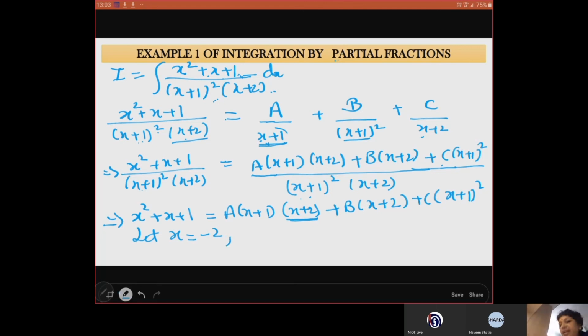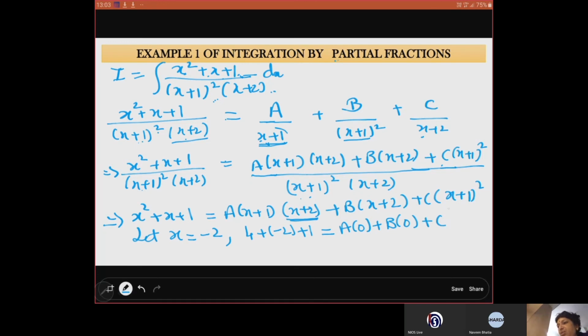So what is the left hand side? Minus 2 squared is 4, plus minus 2, plus 1. And the right hand side would be a into 0, plus b into 0, plus c into minus 2 plus 1, which is minus 1, whole square, which is 1. So we get the value of c as 3.